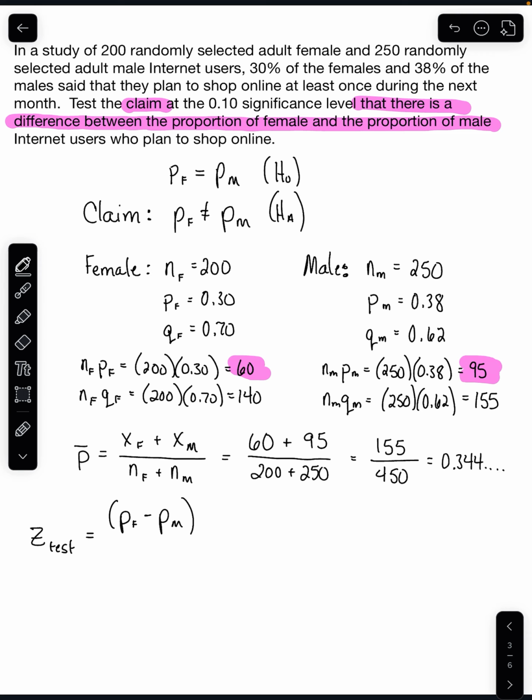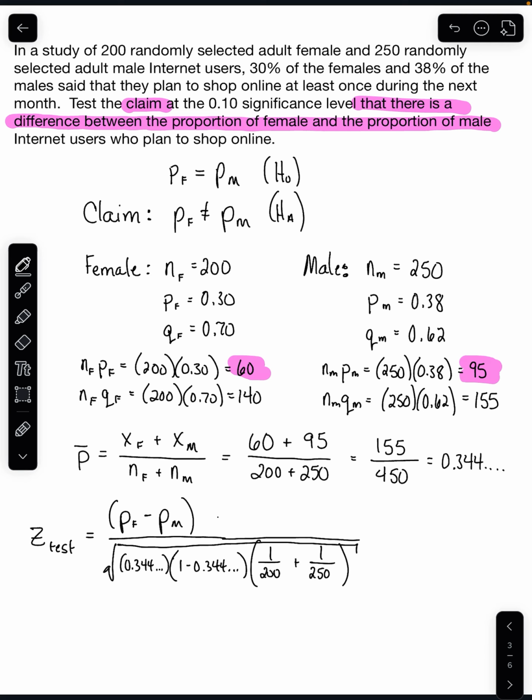Over the square root of our p bar, which is 0.344, etc., times q bar, which is the complement of p bar, 1 minus 0.344, etc. And then that is times 1 over the number of females in our sample plus 1 over the number of males in our sample.